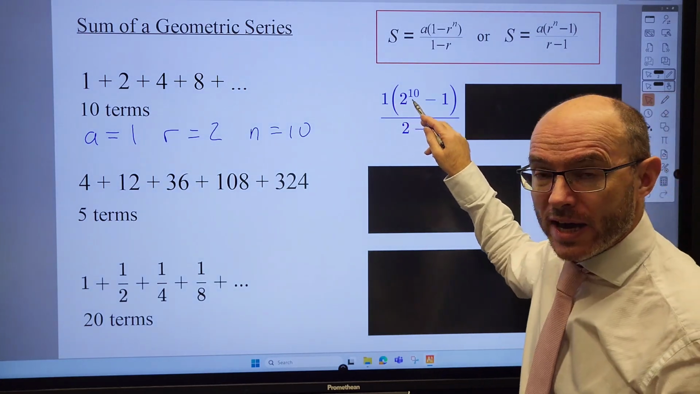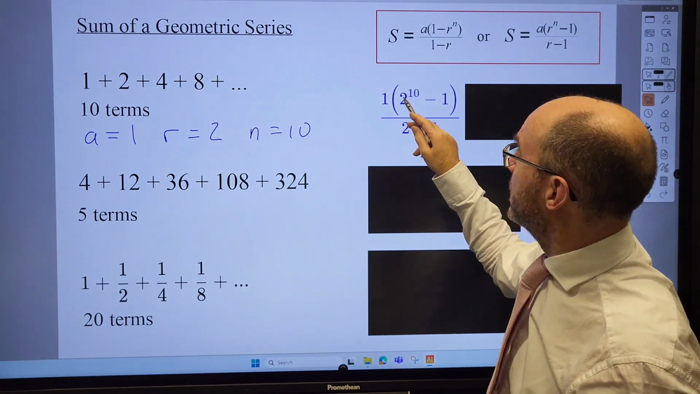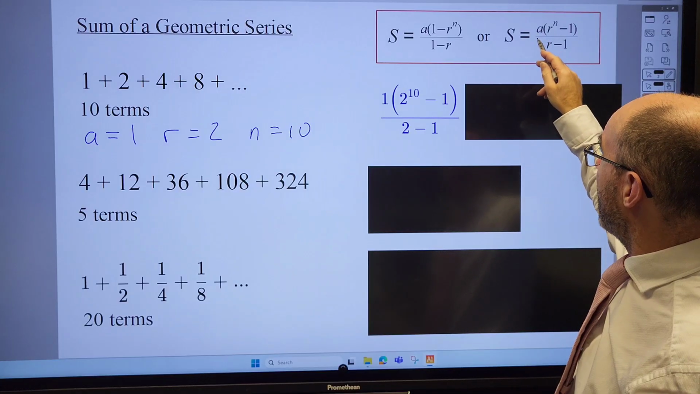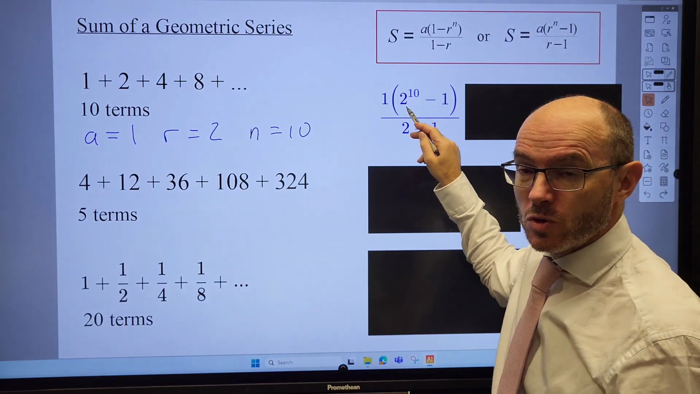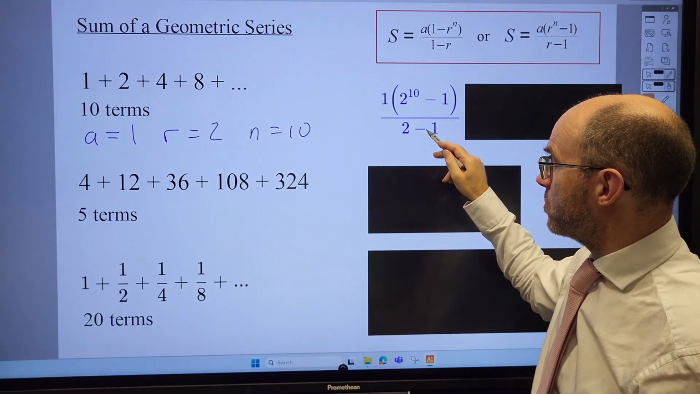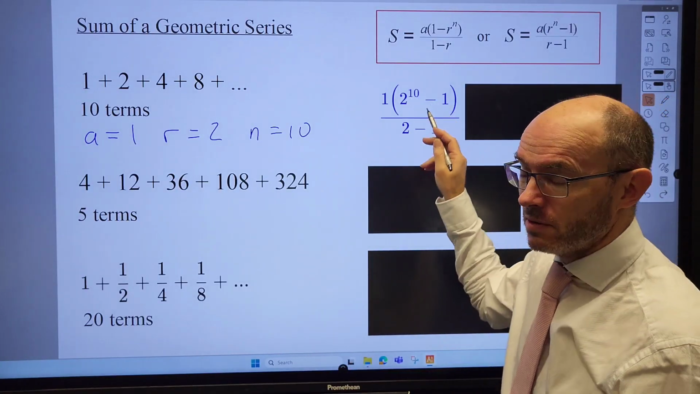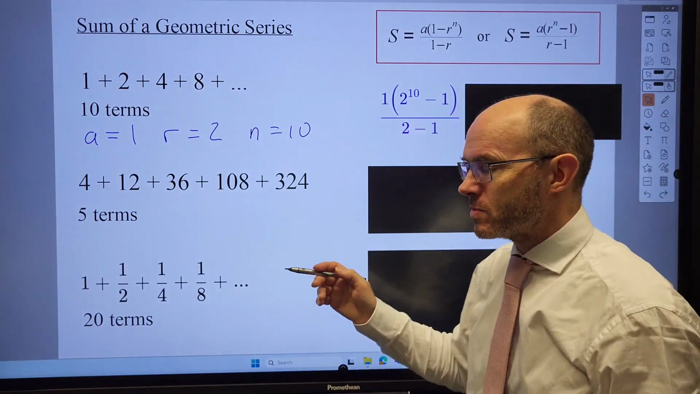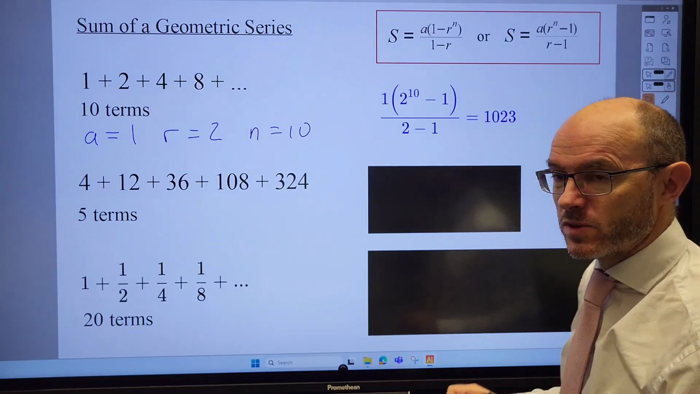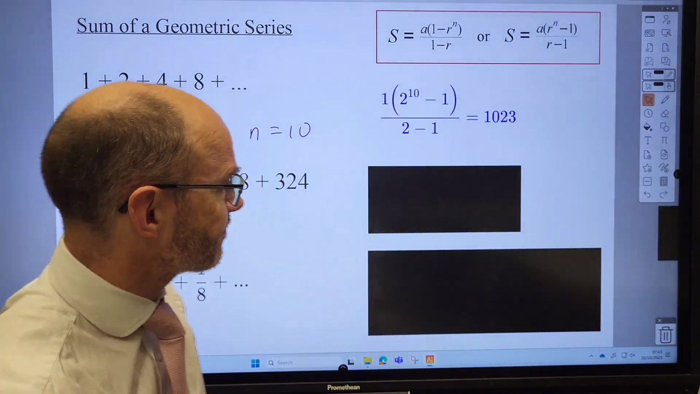Okay, so here we've got A is 1. You don't need to write 1, but I just have. And then you've got R to the n minus 1, so that's 2 to the power 10 minus 1 over 2 minus 1. The denominator is just 1, of course. So you just need to work out 2 to the power 10, which is 1024. Subtract 1, and you get 1023. And that's your first answer.